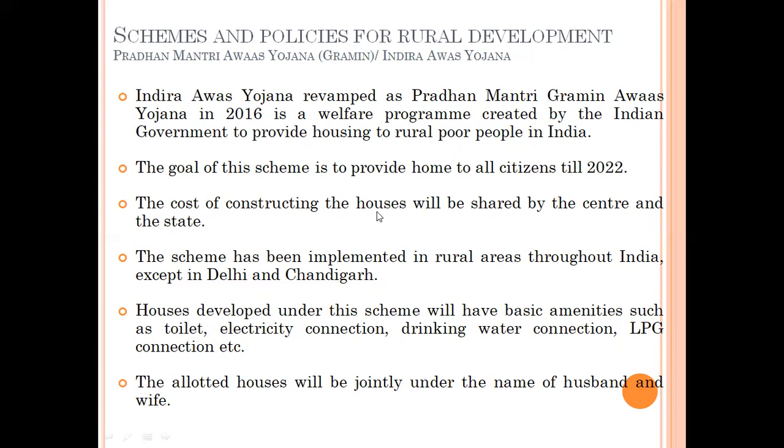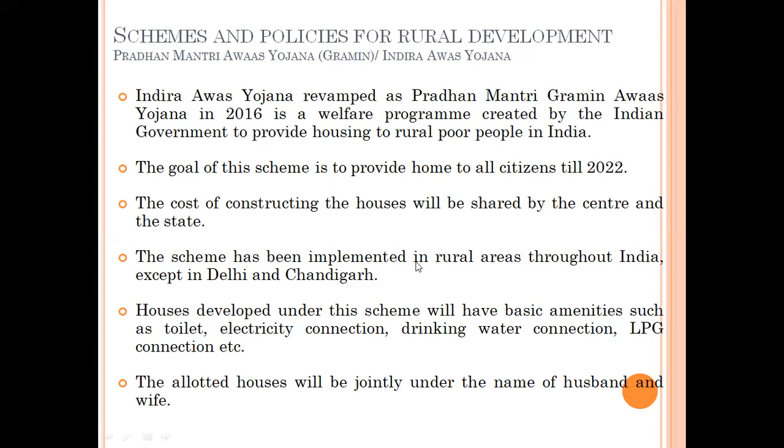and the cost of construction of the household will be shared by the central as well as the state government. Under this scheme, financial assistance of up to 1,20,000 rupees is planned for plain areas and 1,30,000 for difficult areas like hilly areas. So the houses which will be built under this scheme will be equipped with facilities such as toilet, LPG connection, electricity connection, and drinking water.